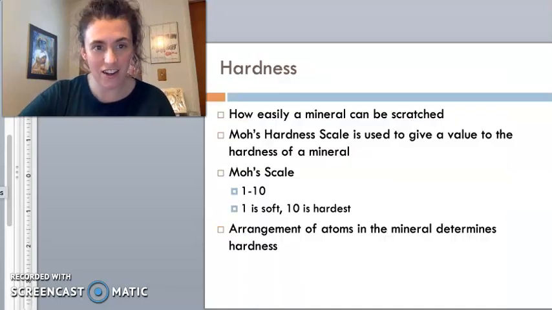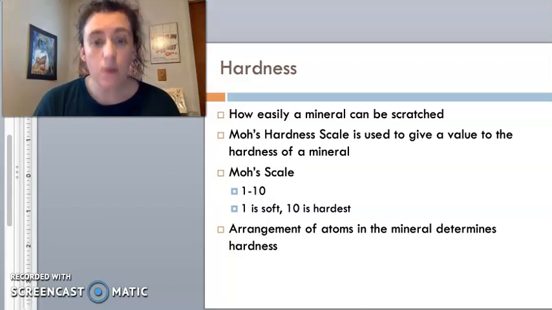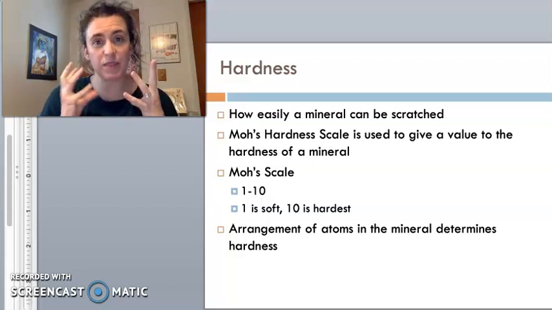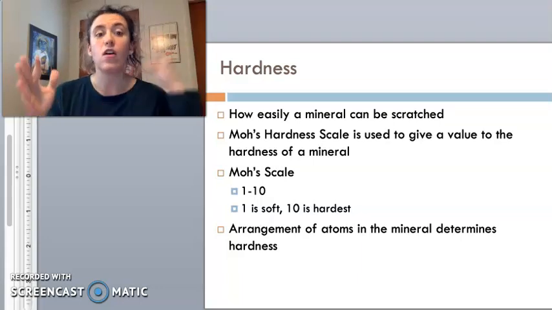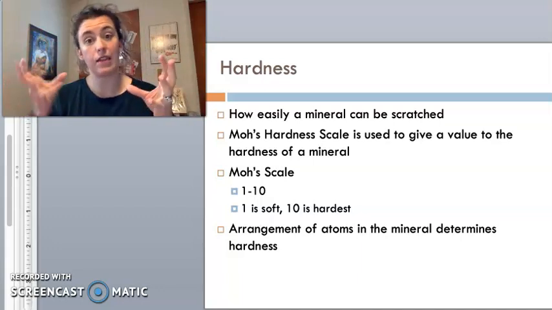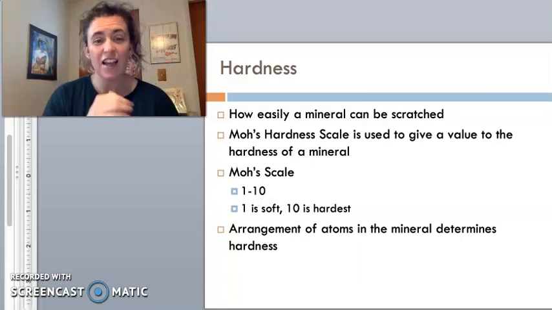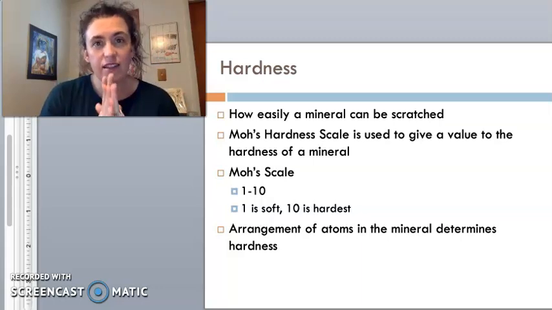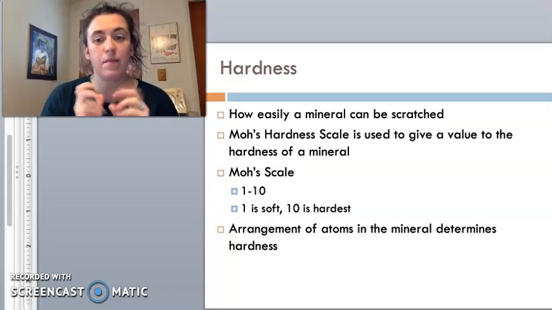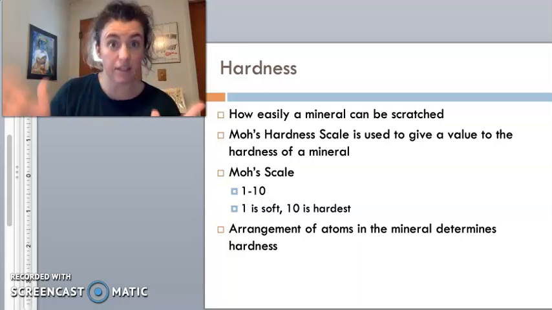Okay, next, hardness. This one is basically how hard is the mineral. So how easily can the mineral be scratched? Now, we use the Mohs hardness scale to give a specific value of hardness to a mineral. And that scale is from 1 to 10, 1 being the softest mineral and 10 being the hardest mineral, like a diamond. So like super, super hard. And 1 is super, super soft. Basically the hardness is determined by how the atoms in the mineral are arranged. But we're not going to get into that in too much detail in this lesson.